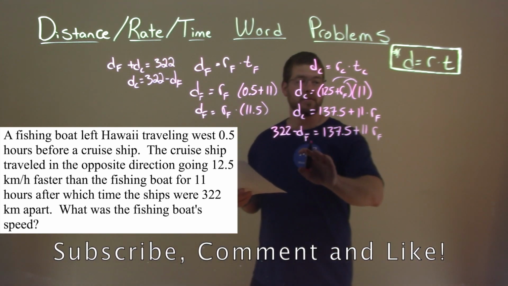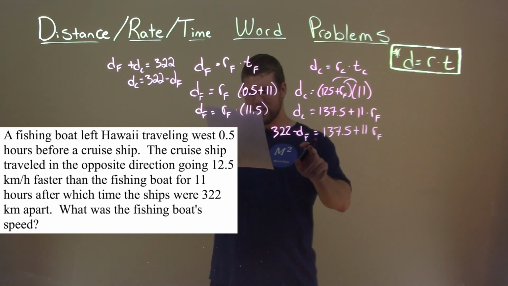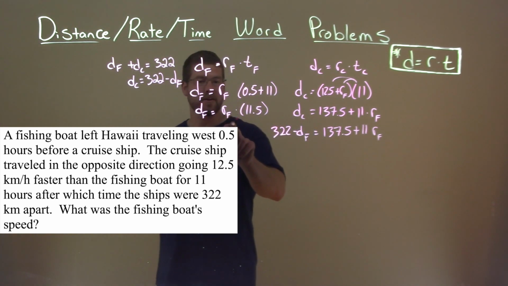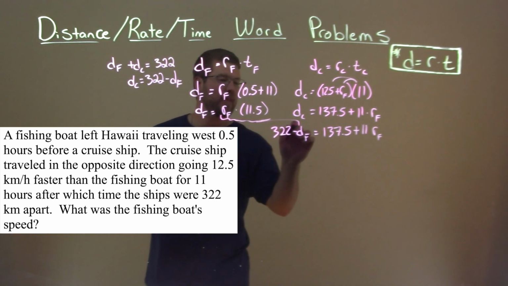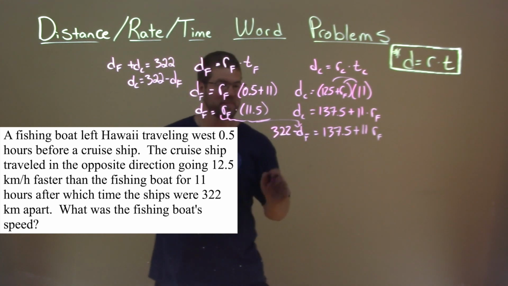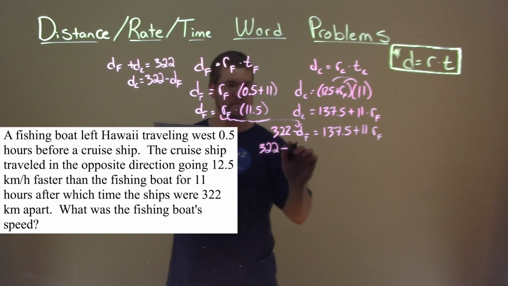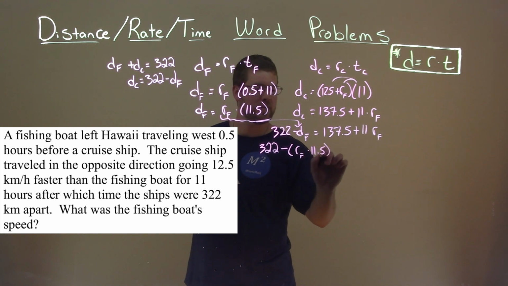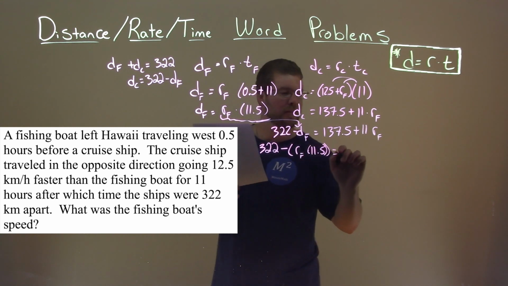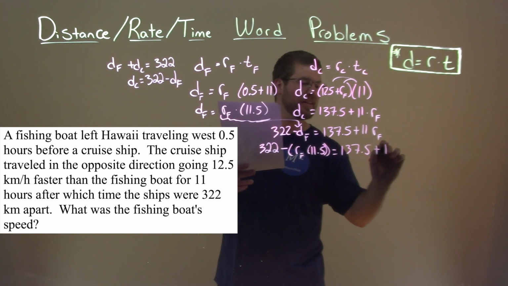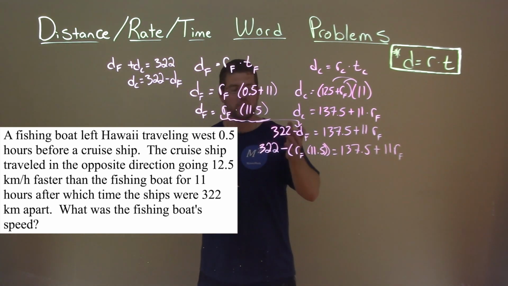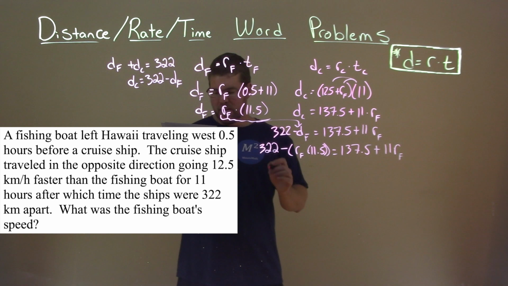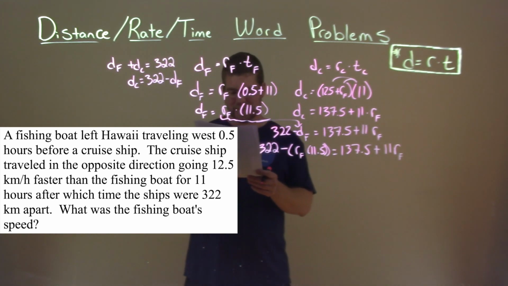So now we have an equation with almost one variable. We have two variables, d sub f and r sub f. But d sub f we can write here. This whole thing we can put in for that d sub f now. So let's do that as well. We have 322 minus d sub f, which is r sub f times 11.5, let's put it in parentheses, is equal to 137.5 plus 11 r sub f. And actually now we only have an equation with one variable, r sub f, which is the variable we want to find. So now after all of that, we can solve this.